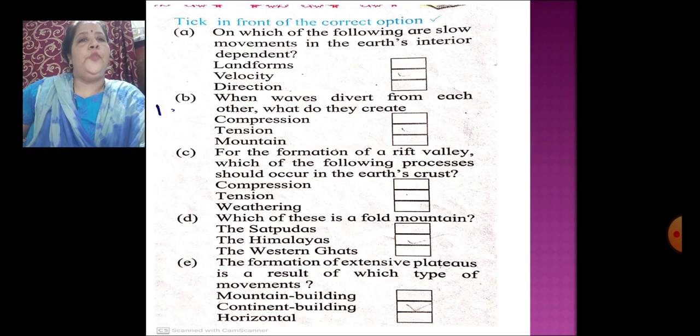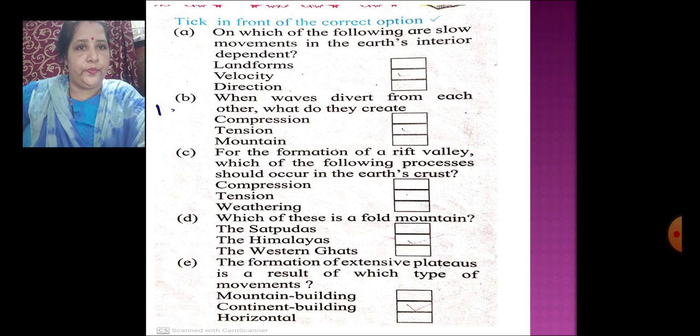So children, I hope you all have understood the lesson. Answer some of my questions over here. On which of the following do slow movements in the Earth's interior depend? The landforms, velocity or direction? Correct. It is velocity.